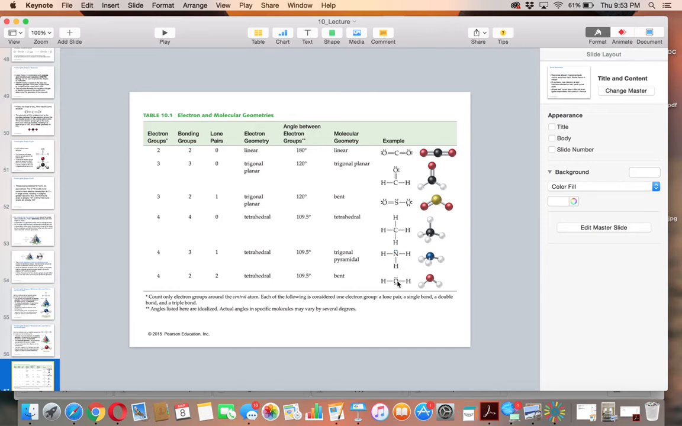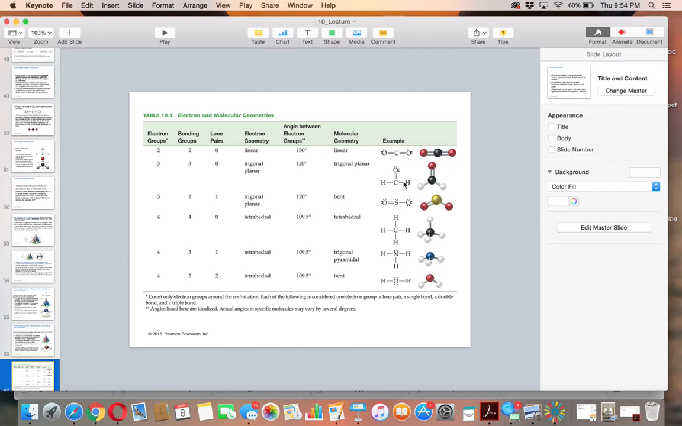It has to do with what everything's attached to. And when they say electron groups, they mean double bonds count as one electron group. Single bonds count as one electron group. Lone pairs count as one electron group, but you only look at the central atom when you're looking at electron groups. So this one has two electron groups.